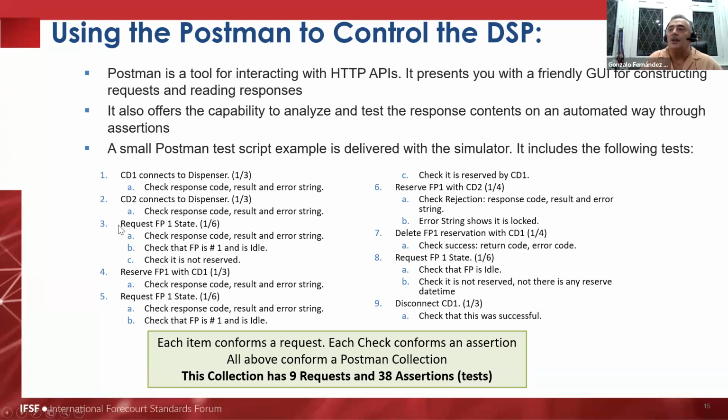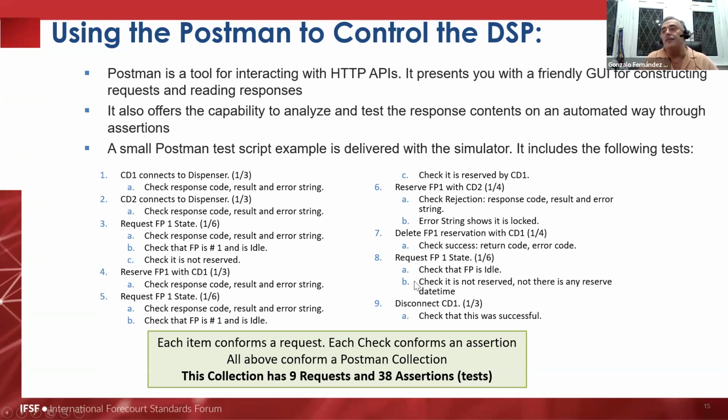Then we will check the state of the dispenser. We will see that it is not reserved. Then we reserve it with one of the controlling devices. We will make sure that it's actually reserved. Then we'll check the state again, and we will see that the dispenser is idle but reserved by the first controlling device. Then we'll do another test that is trying to reserve it with another controlling device. And obviously, as it was locked by controlling device 1, it will return an error. Then we'll clear the reservation and check the state again.